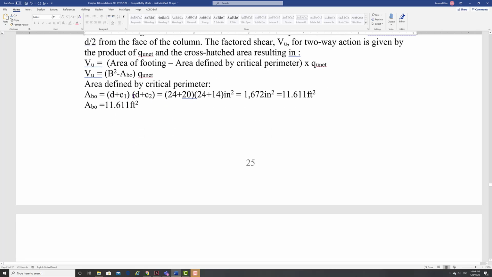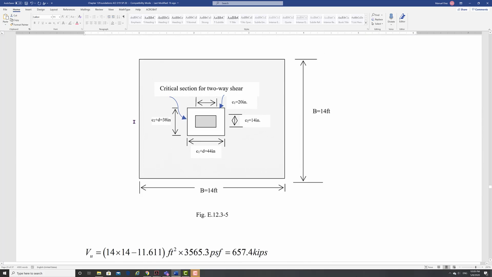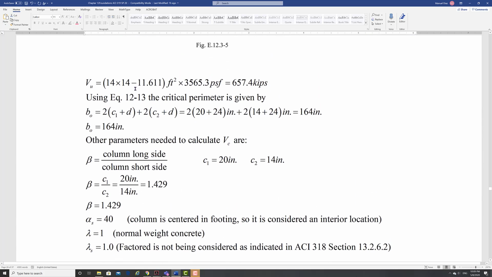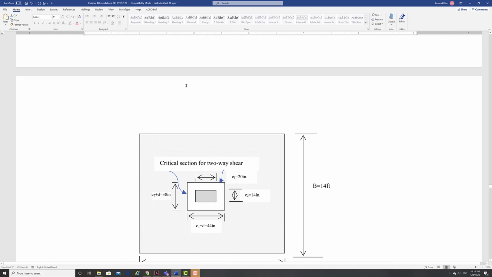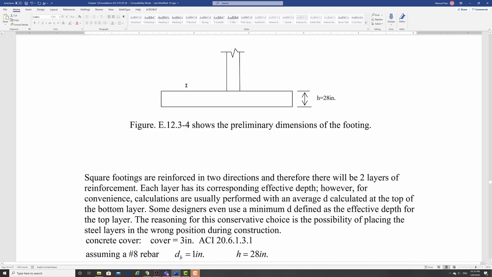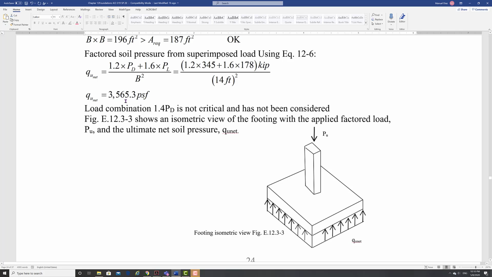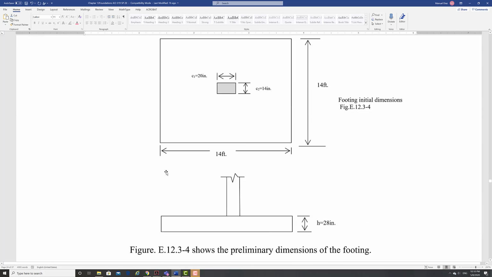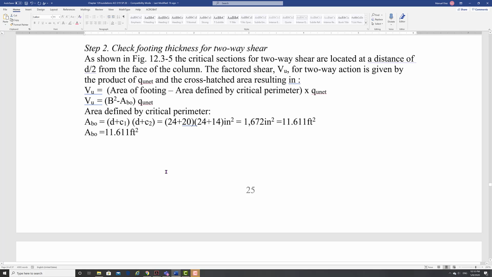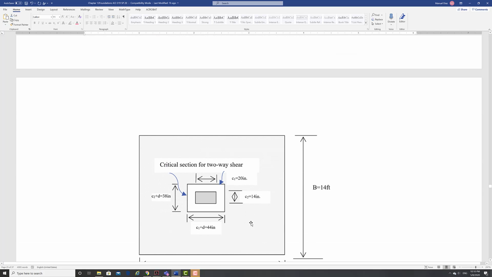Excuse me, this is my perimeter area, and then I can find my shaded area by doing the subtraction, multiplied by the pressure, the pressure from the soil that we found here, remember, after factoring. So that was the load that's being applied to my footing. So multiply by that: load times area gives me the total force that's being applied on the shaded area. So that becomes my shear force that has to go through all these faces.